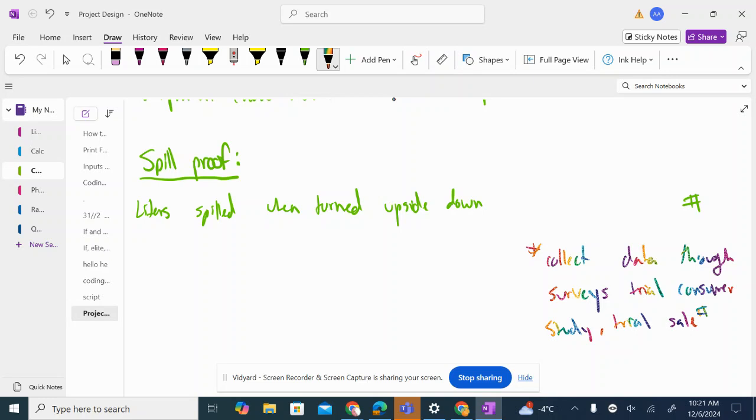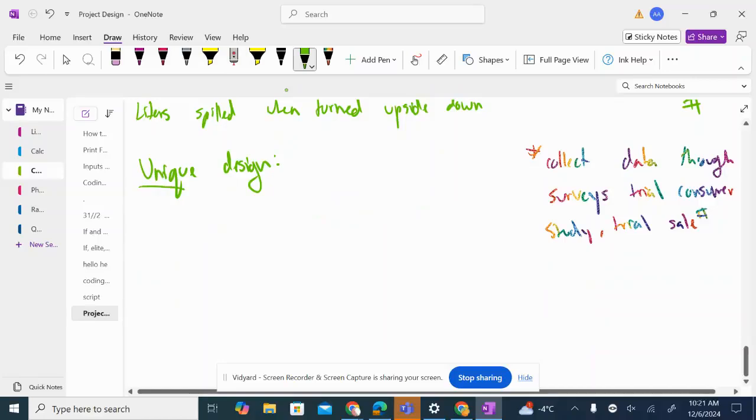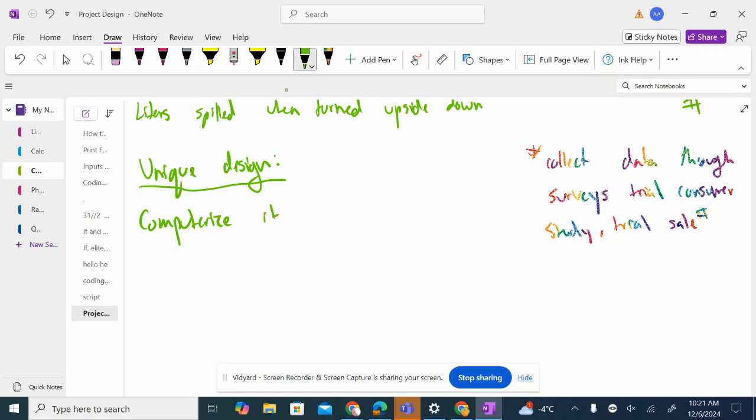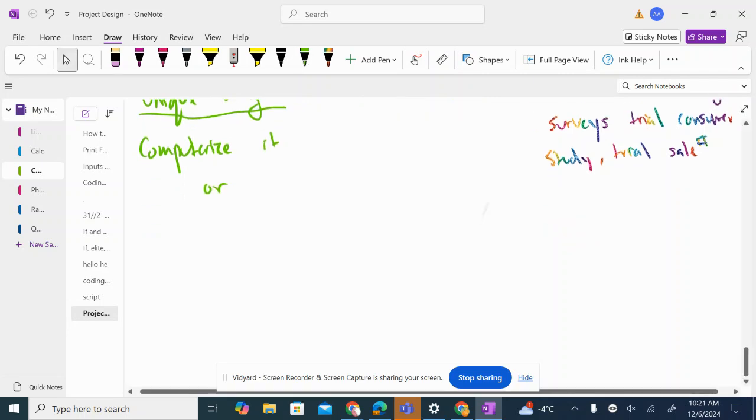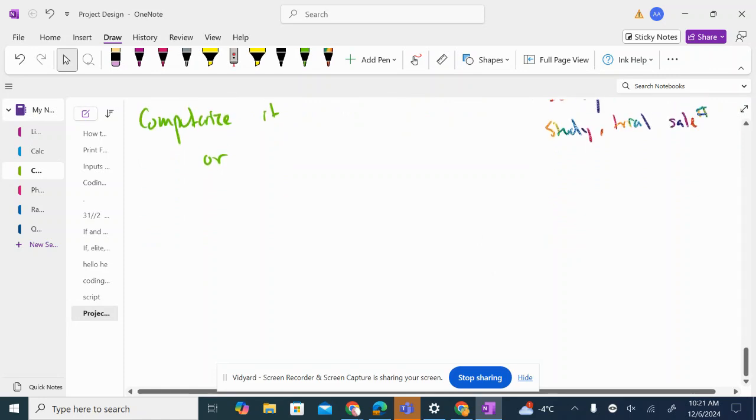And you can find your information through that. Now, specifically for unique design, you could do it one of two ways. You can either computerize it, or you could actually go in and do it yourself. And you would set different metrics for one specific aspect.